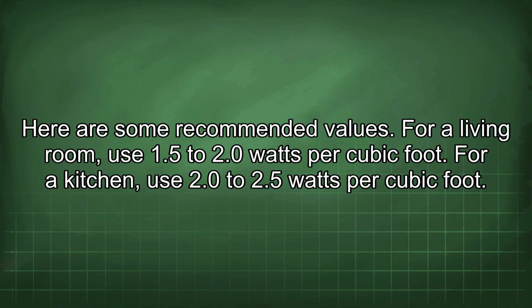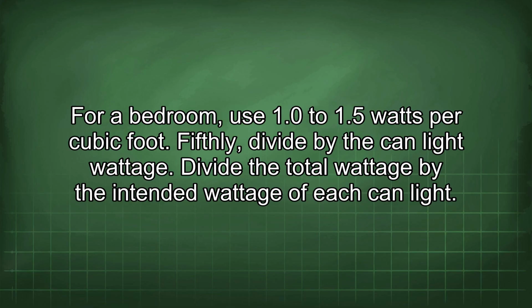Here are some recommended values. For a living room, use 1.5 to 2.0 watts per cubic foot. For a kitchen, use 2.0 to 2.5 watts per cubic foot. For a bedroom, use 1.0 to 1.5 watts per cubic foot.